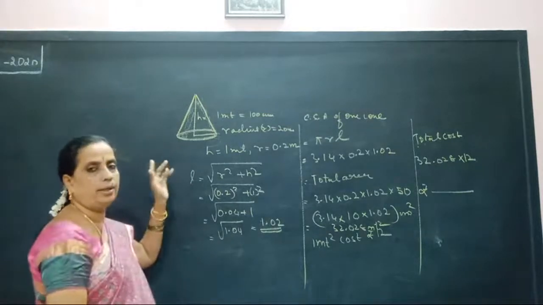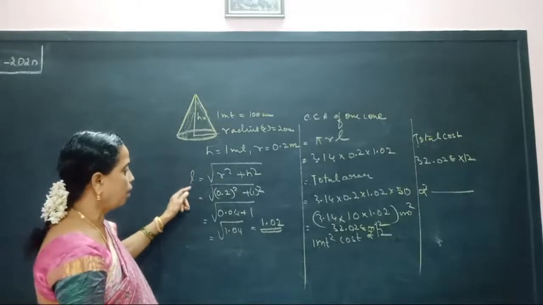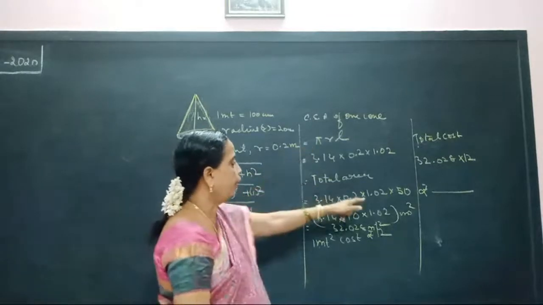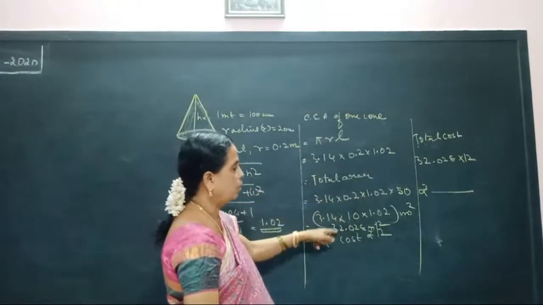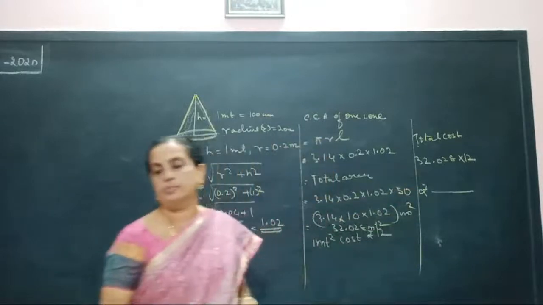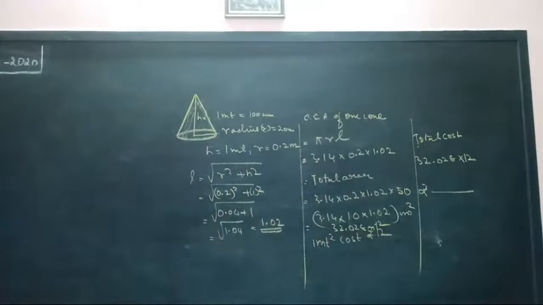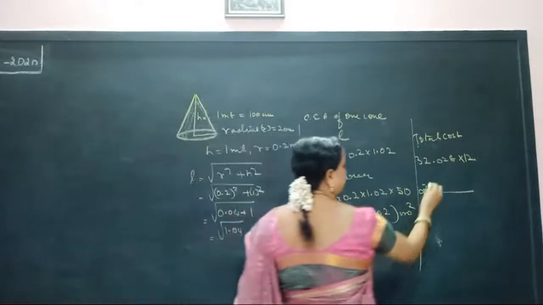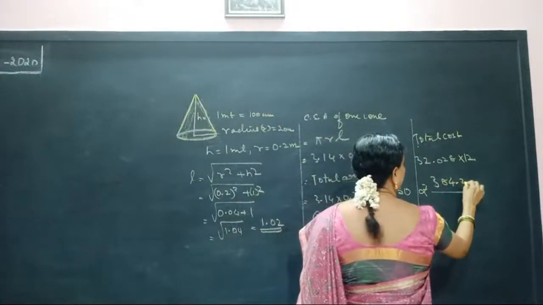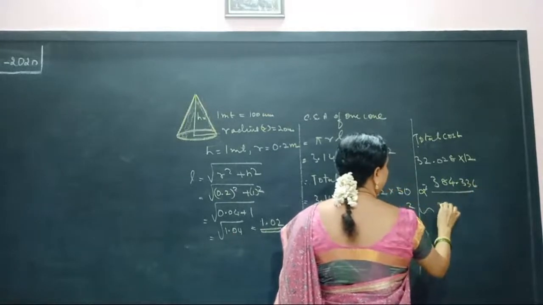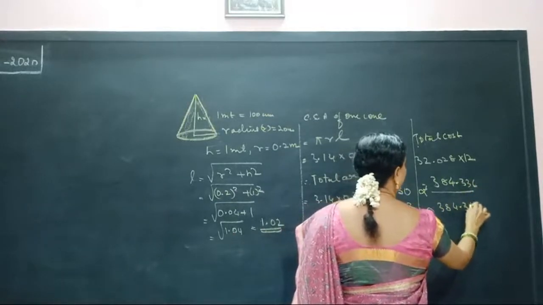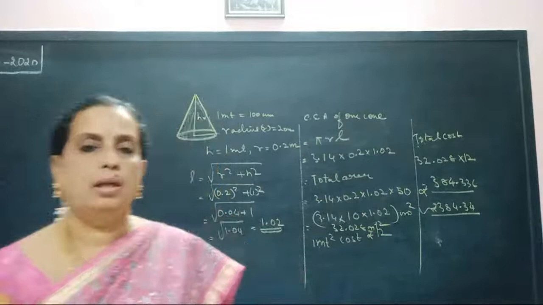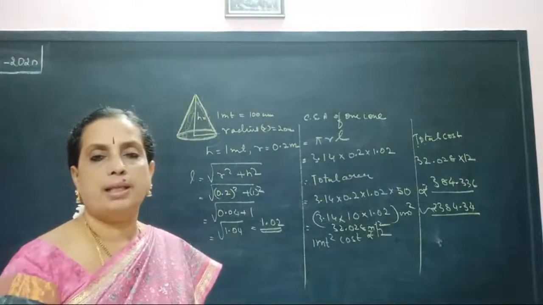Just I have taken the day-to-day application where L is not known, that we calculated. Then curved surface area of one cone into 50, you will get 50 cones, and its cost. What is the cost? 384.336. Yes. We can keep it as 384.34 rupees. So keeping two places of decimal, we can have 336 as 34.